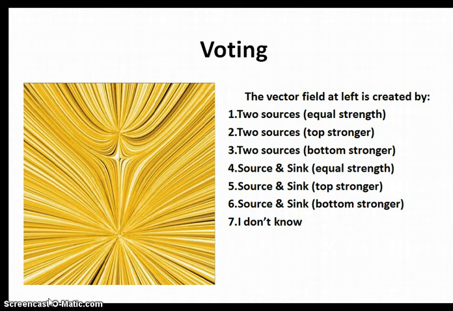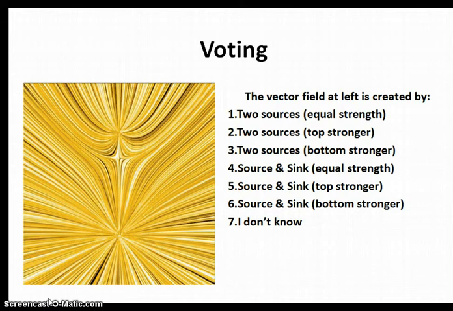What is the combination of this one? It may be two sources of equal strength, two sources where the top is stronger, and two sources where the bottom is stronger. And it may be a source or sink with equal strength, a source or sink where the top is stronger, and a source or sink with the bottom stronger. And finally, some of you have the very familiar choice of "I don't know."